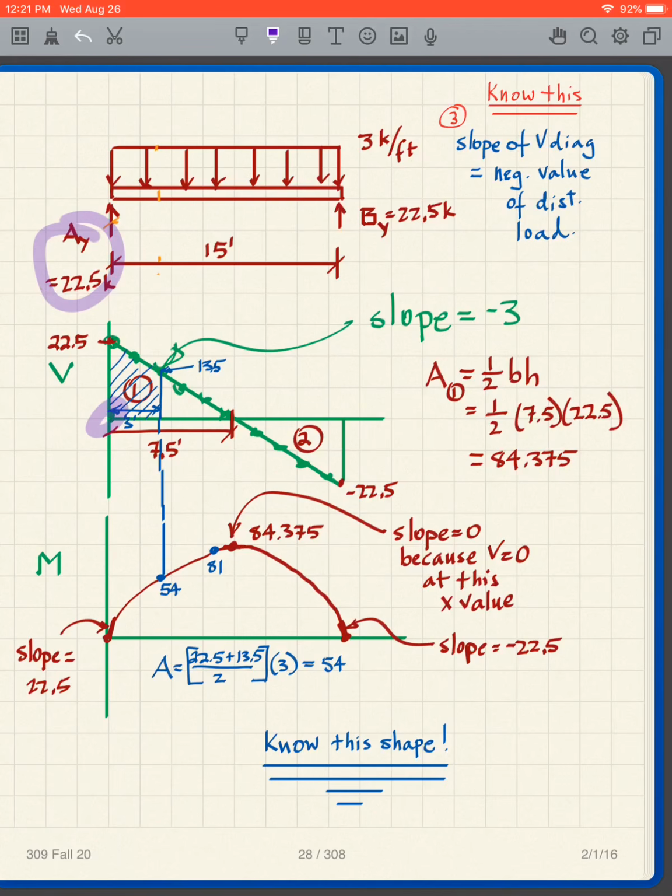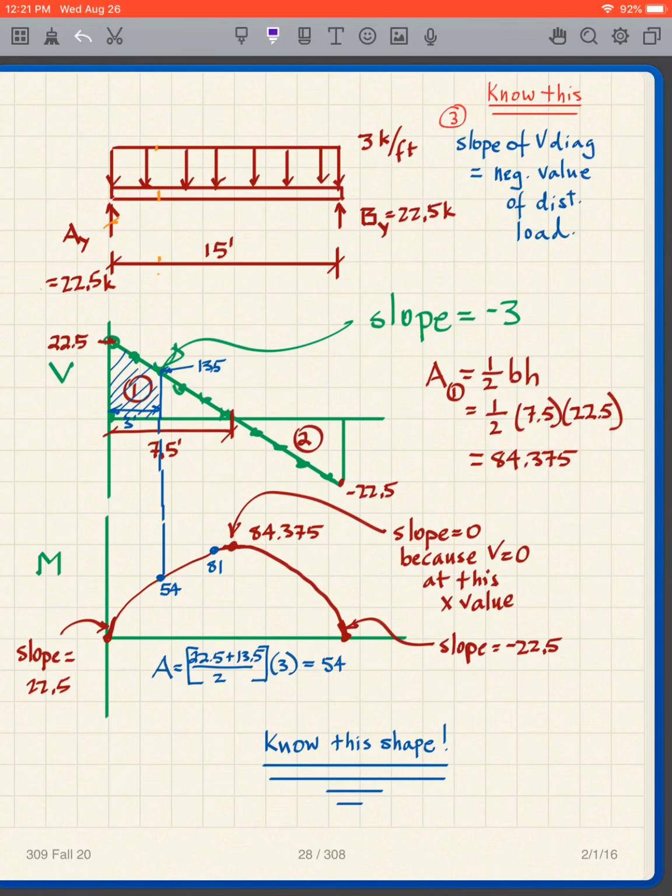Now we're going to see this shape over and over again, so you need to know it. Know this shape, because we're going to see this one over and over again. Okay, so now let's do the moment diagram.